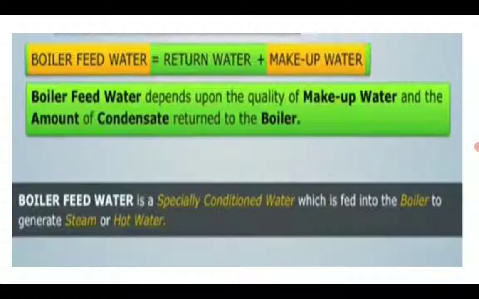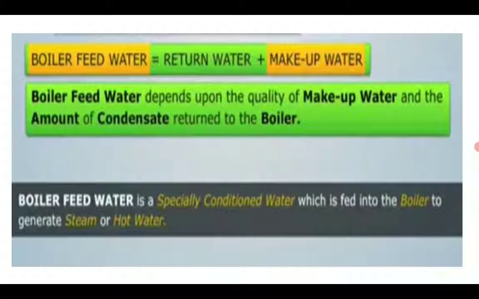And now we see here the boiler feed water has two sources. One is the return water and another is makeup water. So what is boiler feed water? Boiler feed water is a special conditioned water which is fed to the boiler to generate steam or hot water. See, it is a specially conditioned water. It is fed to the boiler to generate steam or hot water.